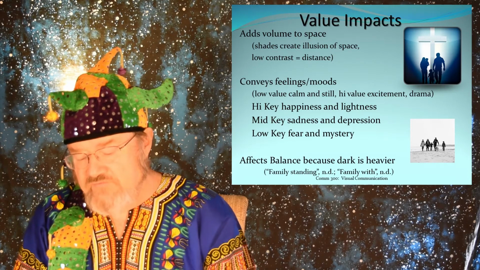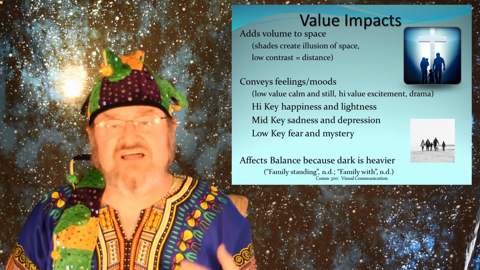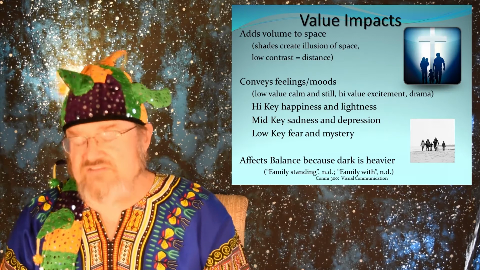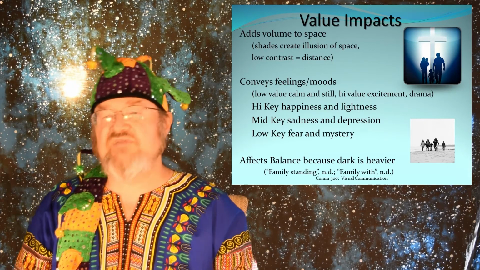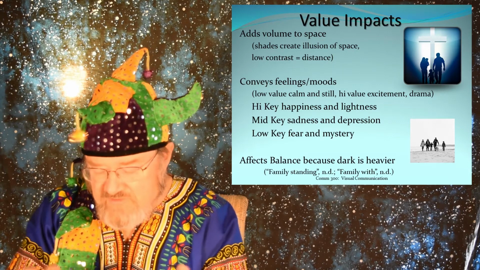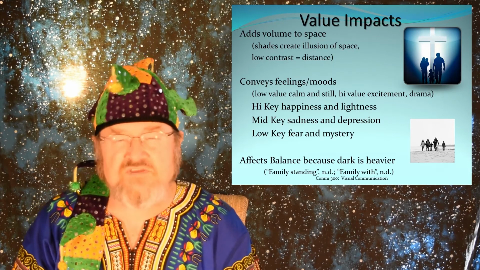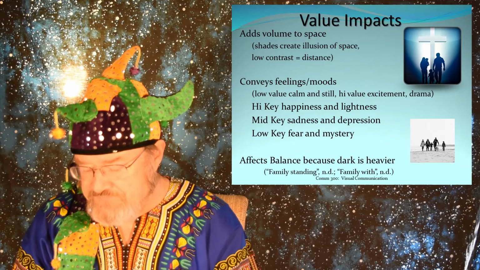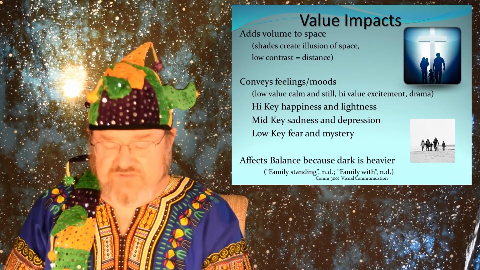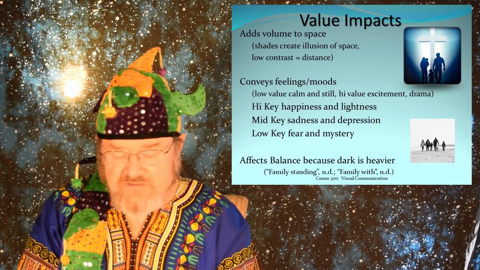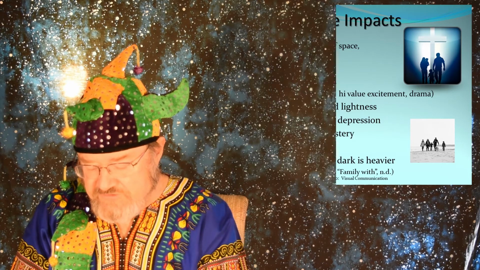Value also conveys moods. So if I'm high key, lots of light, usually, not always, that's happiness and light. Mid key is kind of sadness, maybe a little bit of depression, you're in that middle range, and then low key is fear and mystery. And dark is, of course, heavier than light visually, so that affects the balance of an image.